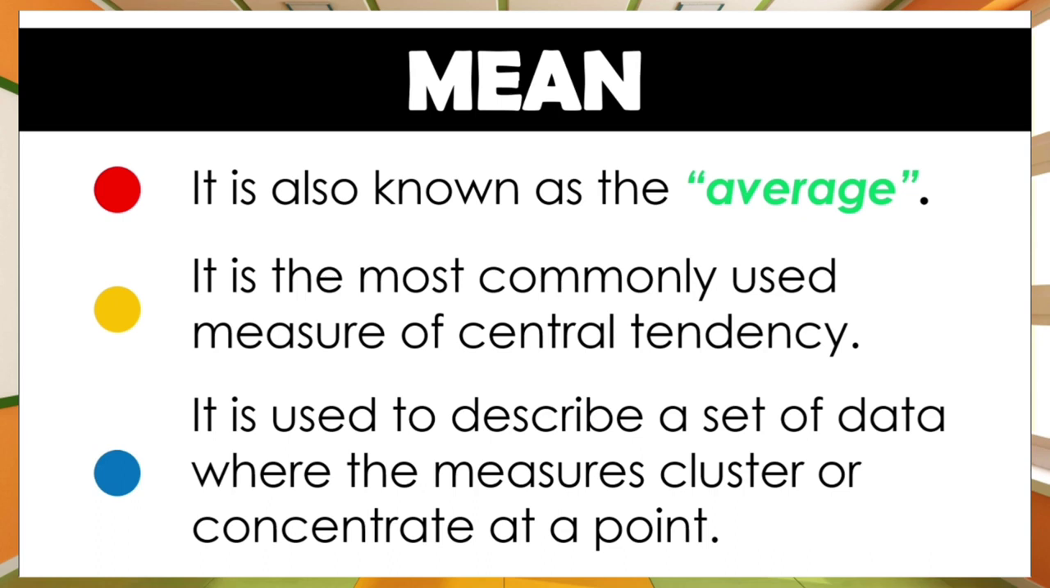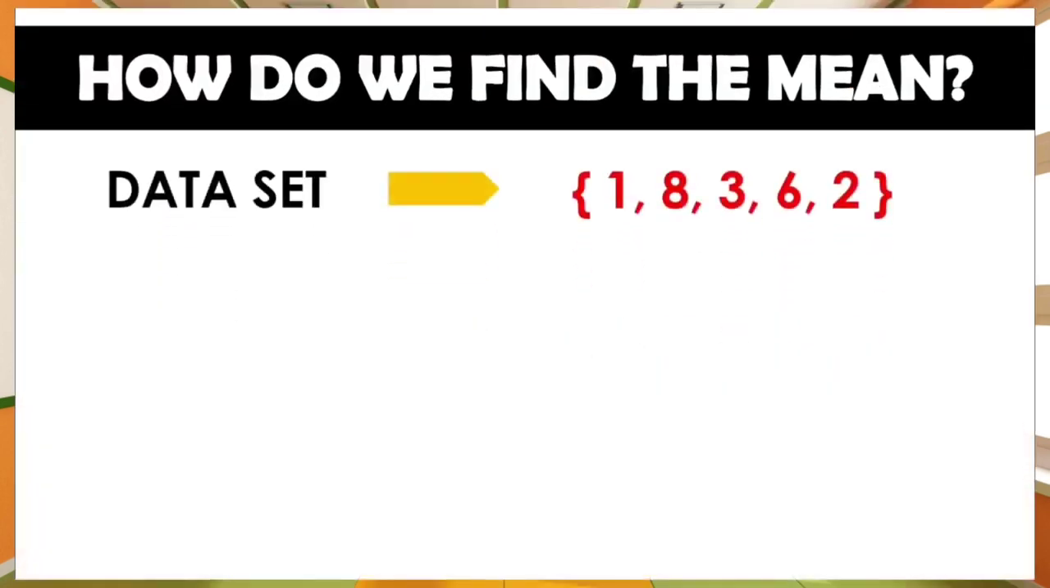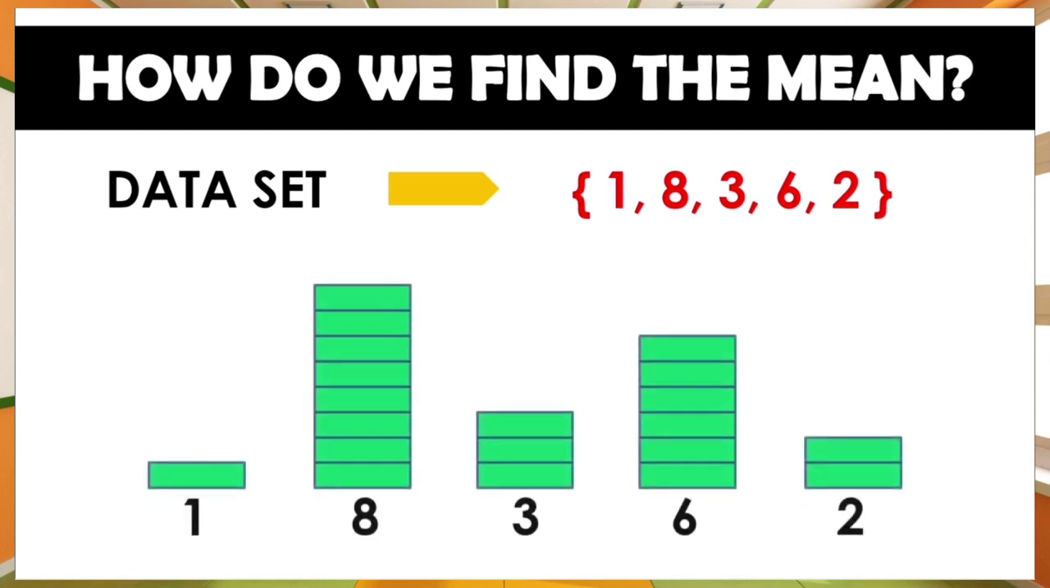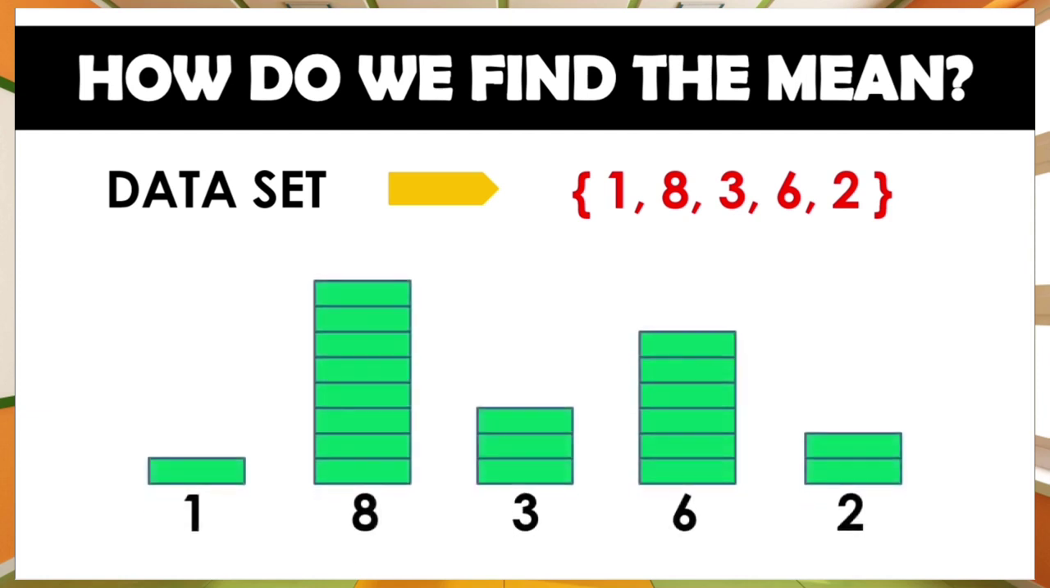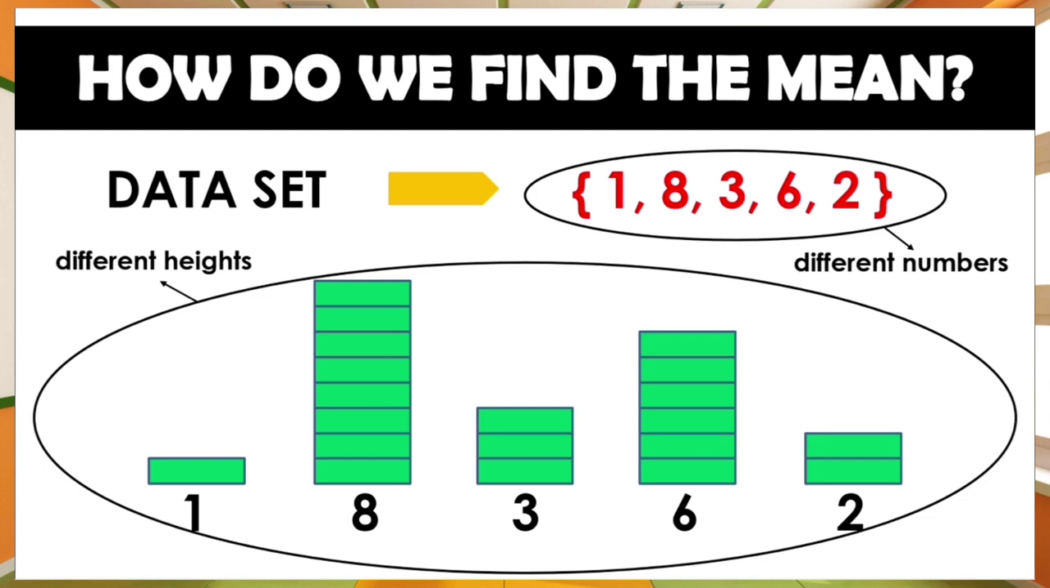Let me explain it simpler through this illustration. As you can see, we have a data set 1, 8, 3, 6, and 2. If we represent each number using rectangular blocks, then we have this illustration. Different numbers mean different heights of blocks.